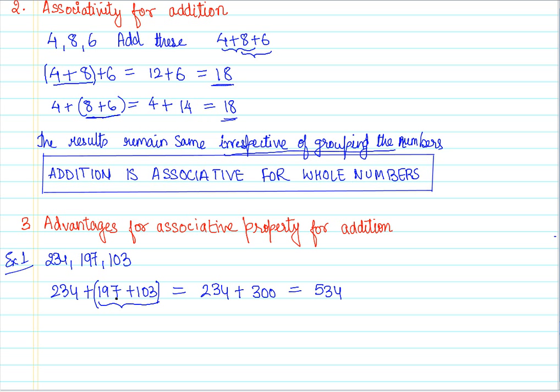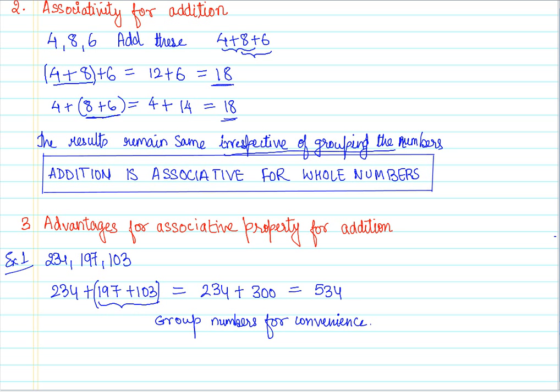So what exactly have we done here? Why did we group this? We grouped this for our convenience of addition. So that is the first advantage that we got. We can group numbers for convenience.